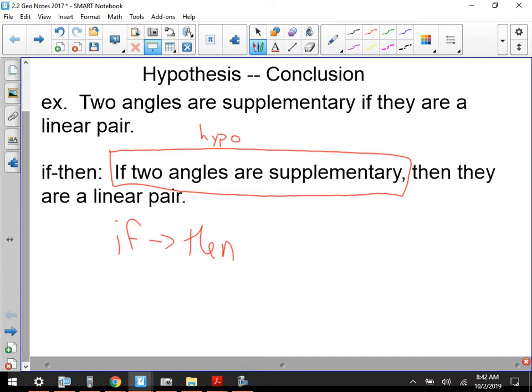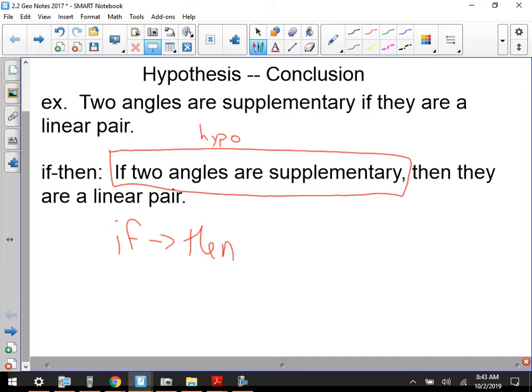Anyway, as we're going through this, we're talking about a hypothesis implying a conclusion. What we use a lot of times in geometry or in most math classes when we're talking about hypothesis and conclusion is if-then form. A lot of times if-then form allows us to do different versions of the statements.